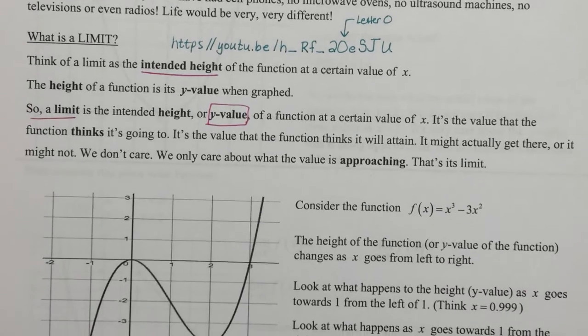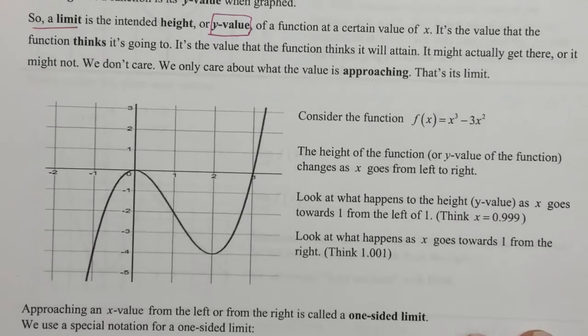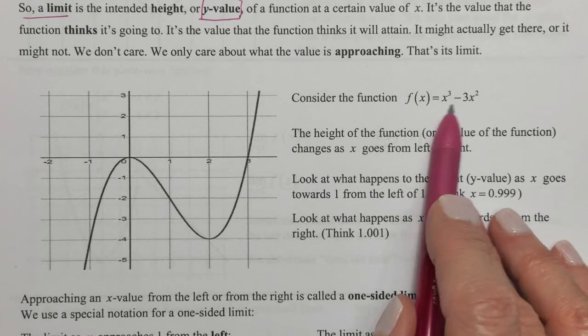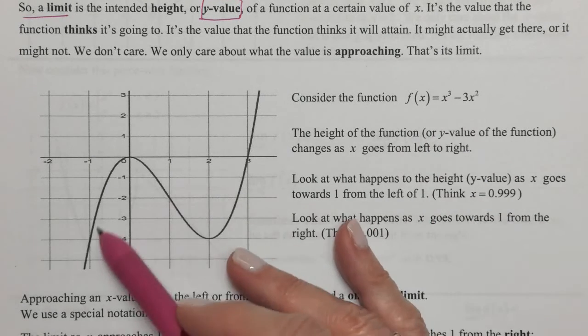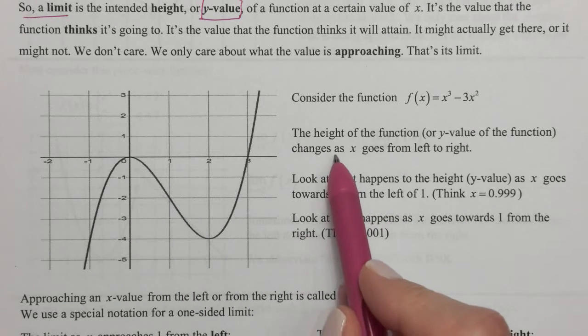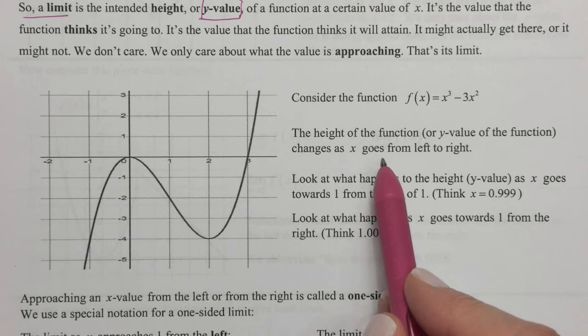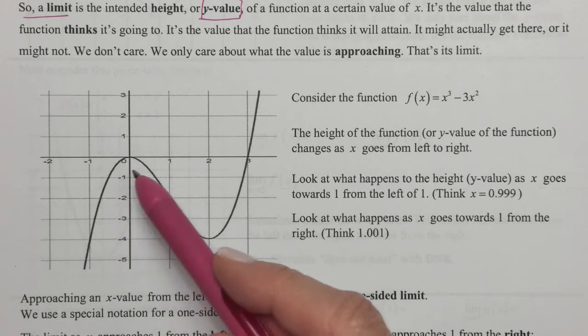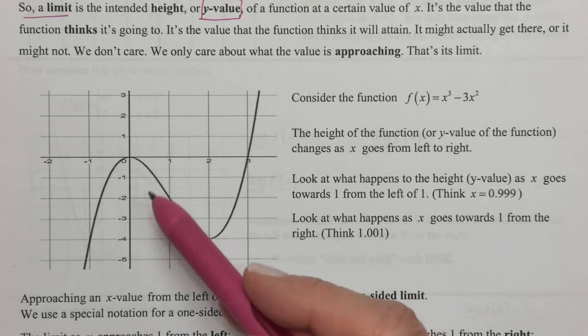So let's begin by considering this function. This is a cubic function. I see the graph here. It does not have a denominator, so there's nothing funny going on. It's just a nice smooth curve. The height of the function, or its y value, changes as x goes from left to right.